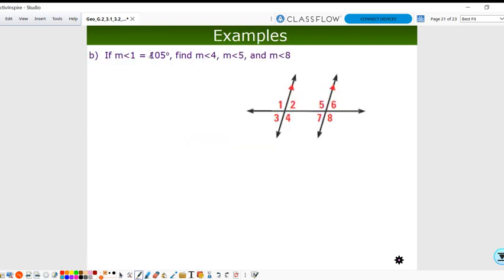If the measure of angle 1 is 105, find the other angles. So angle 1 is over here, so that's 105. I know vertical angles are congruent, so this is also 105. Corresponding angles are congruent, so I know that angle 5 is also 105. And angle 8 is also 105. If you know one angle in one of these drawings, then you should be able to find all the other angles that you need.